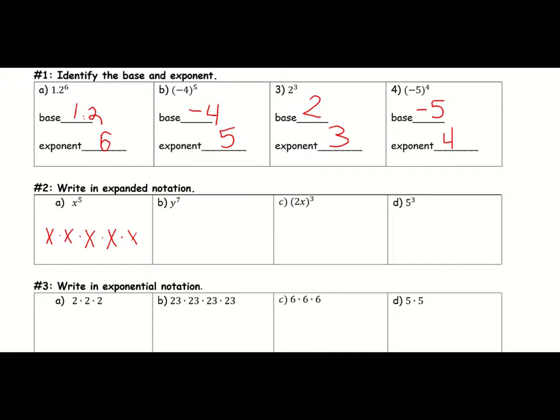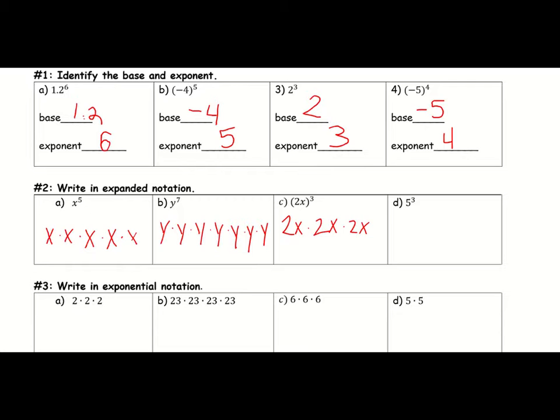And letter B, y to the 7th. We're going to take our base y and multiply it by itself 7 times. So we'd have y times y times y times y times y times y times y. And letter C, we have 2x, that entire quantity, being raised to the 3rd. I know it's 2 and x because it's in parentheses. So this one, if I expanded it, would look like 2x times 2x times 2x.